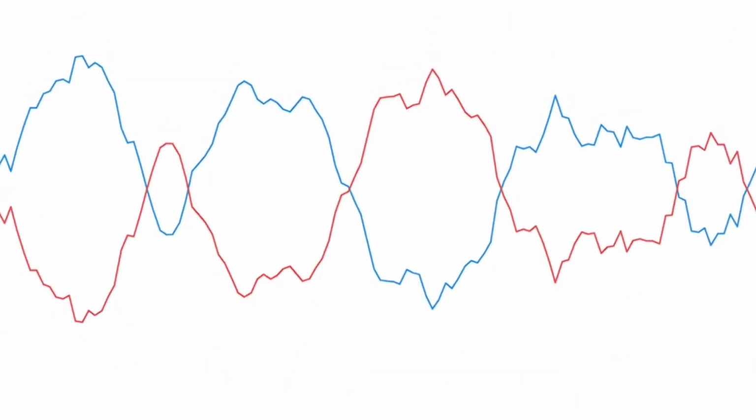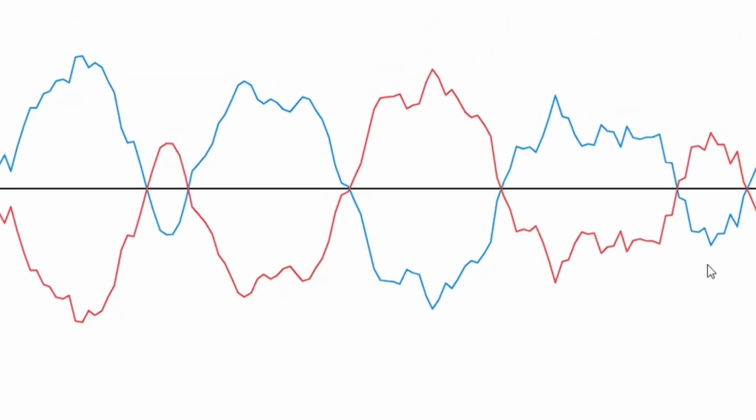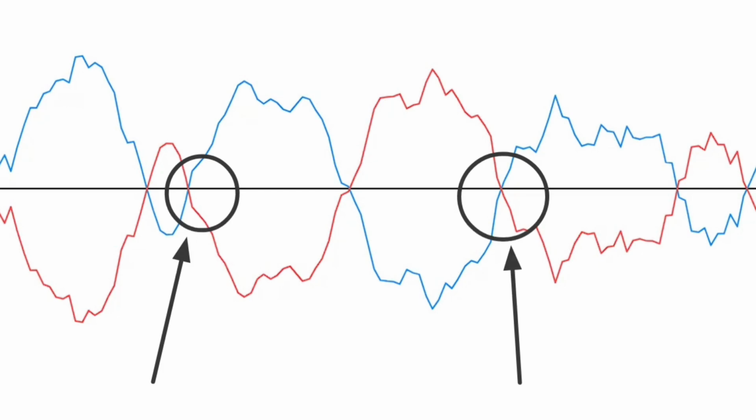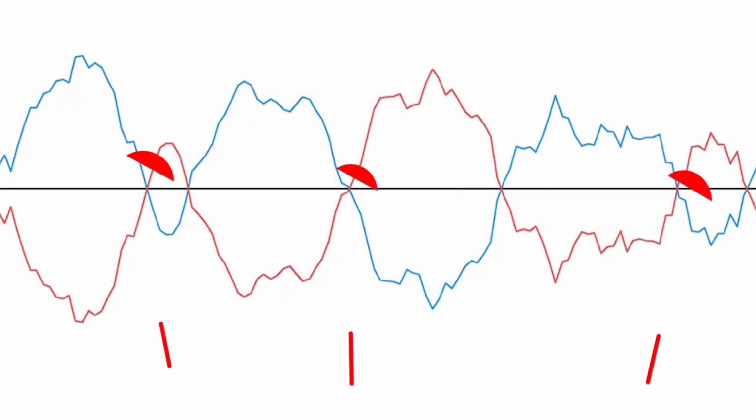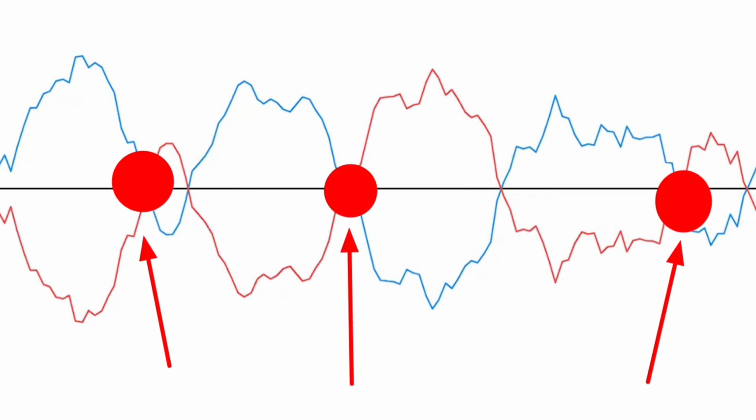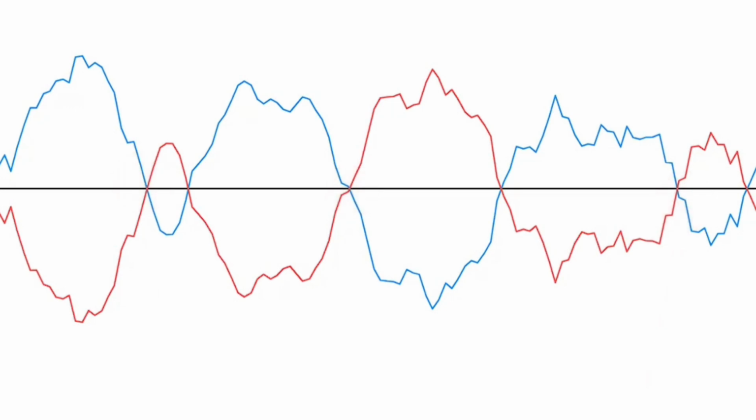So let's break it down. Those red and blue lines dancing above and below the center line, they're your ticket to understanding market sentiment. When the blue line triumphs over the red, it's a bullish bonanza. When the red line takes the lead, brace yourself for bearish vibes. It's like having the pulse of the market right at your fingertips.